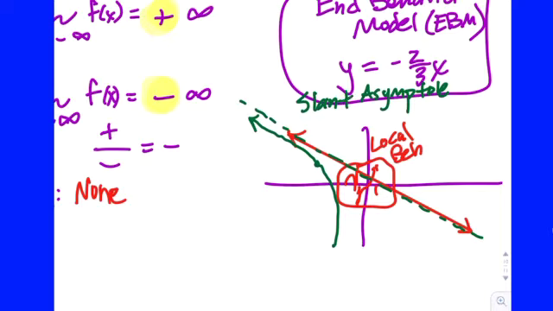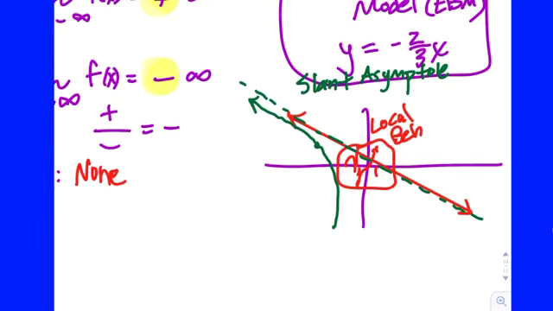Diagonal would be good. Linear would be good. Those are all great names. We call it a slant or an oblique asymptote. But they imply the same thing. It's not a horizontal line, but it's a slanted or oblique or whatever y'all called it, diagonal asymptote.